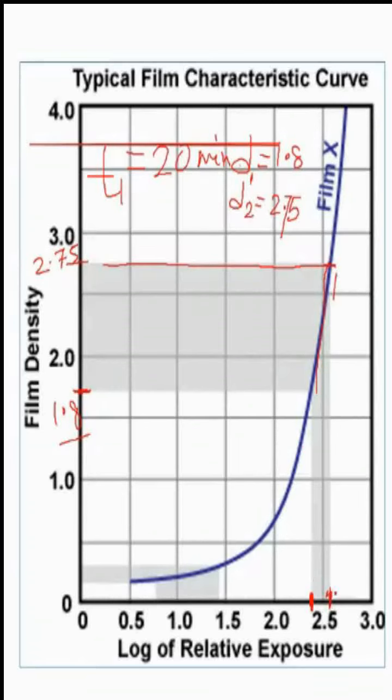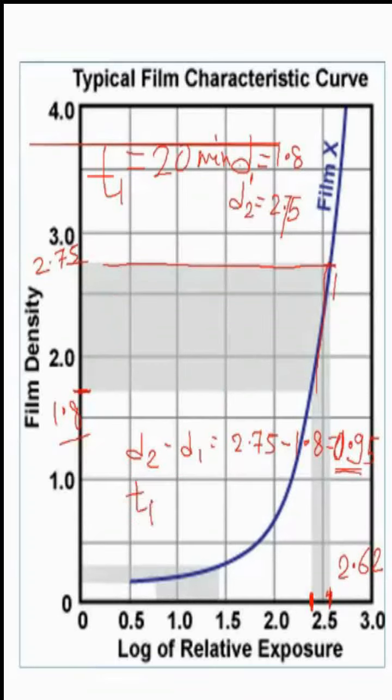So what is this value? Suppose this is 2.62 or 63. What is the difference in density? D2 minus D1 is equal to 2.75 minus 1.8, which is 0.95. This is the difference in density between these two. Is it okay? What is the time difference?